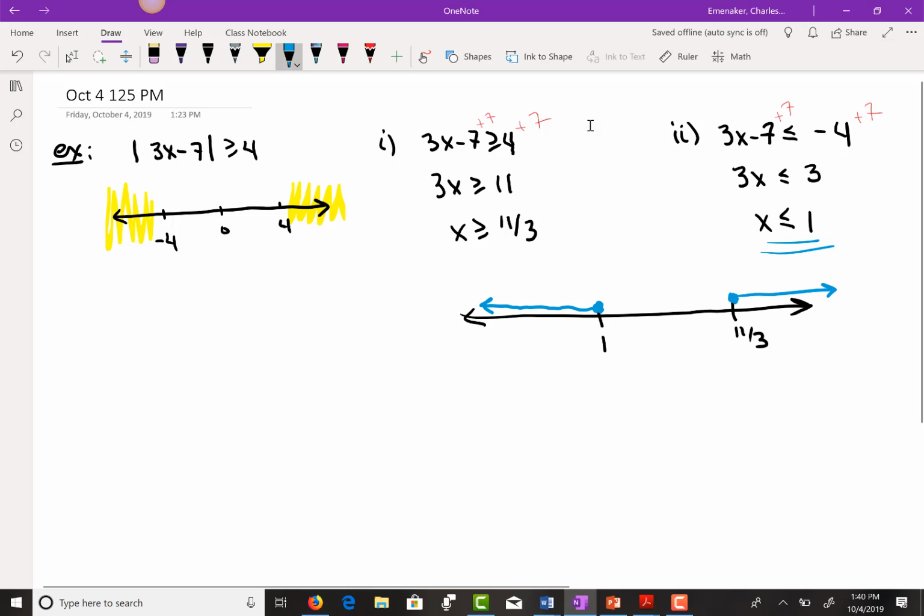Oftentimes, drawing it out on a number line makes it safer for writing out the answer in set notation, because then you just start from left to right on the number line. Starting at negative infinity, we can go over to 1, and we can include the 1. Does that make sense? Along with that, we've got this other chunk where we can go from 11/3 over to infinity.